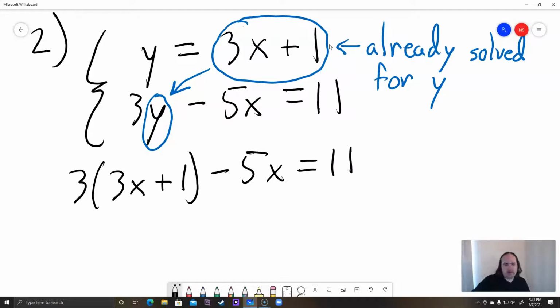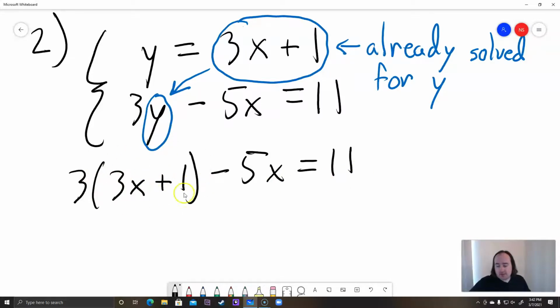Okay, so what did I do there? I noticed that the top equation was already solved for y. So then I plugged in 3x plus 1 for y into the other equation. Okay, and that was my first step. That was step 1. And now we have 3 times the quantity 3x plus 1 minus 5x equals 11.